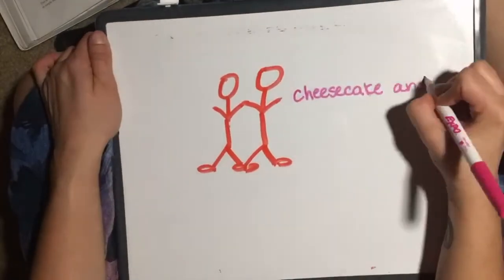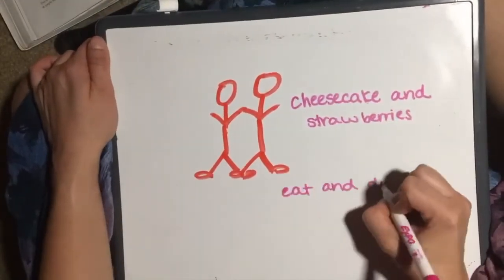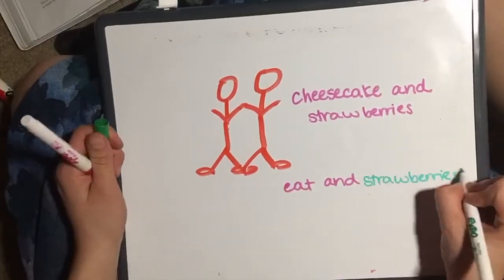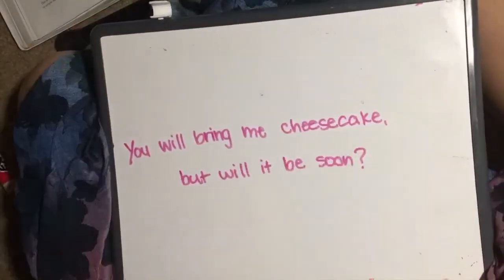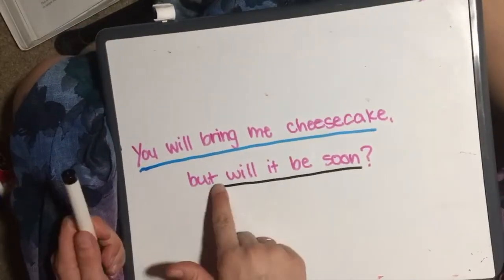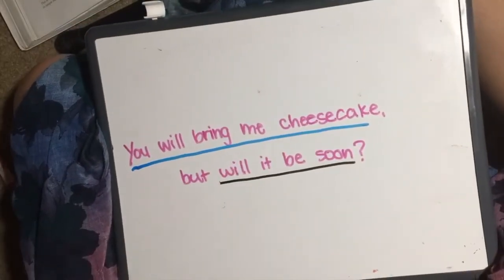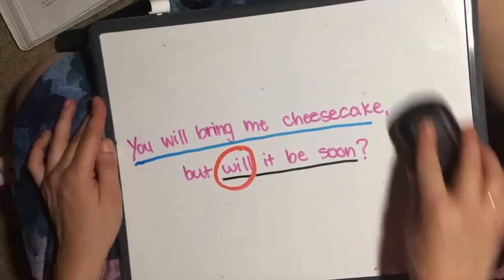English only allows two things that are alike to be conjoined. Cheesecake and strawberries. Eat and devour. Eaten strawberries? No. So then why is it that in English we allow a statement to be conjoined with a question? You will bring me cheesecake, but will it be soon?